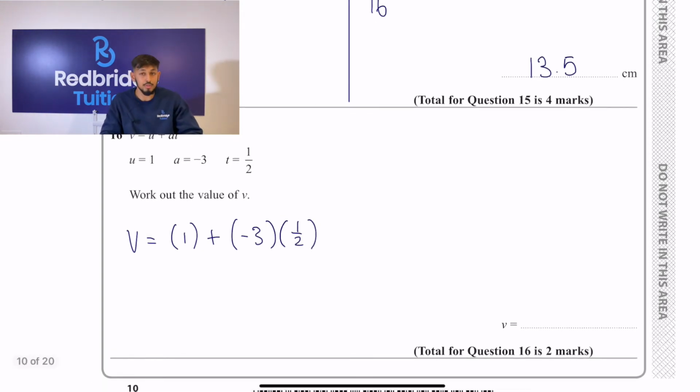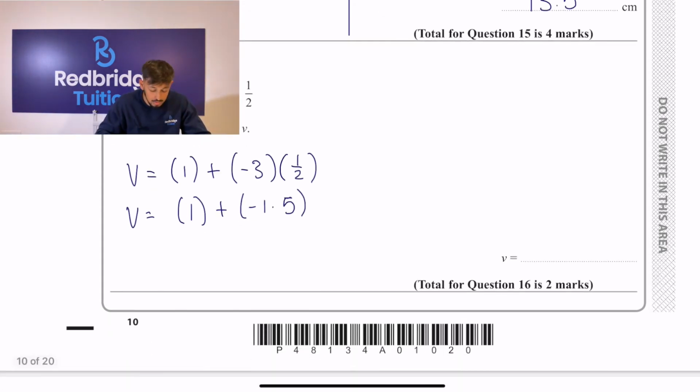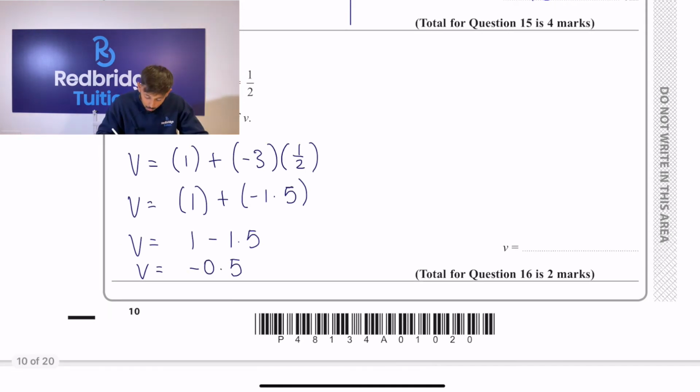So the first thing that I'm going to do is work out the second part of this equation. So we're going to have 1 plus, now minus 3 times by a half is equal to minus 1.5. Okay, now to simplify this equation further, we should notice that the positive and the negative equates to a negative. So we would have 1 minus 1.5 and V would equal minus 0.5. That would be our final answer.